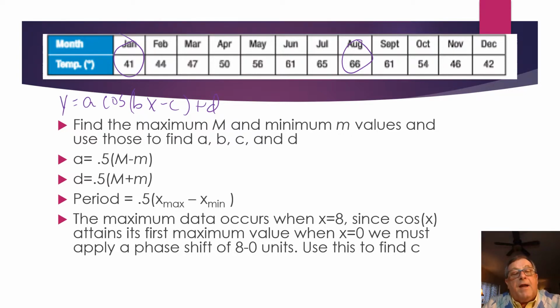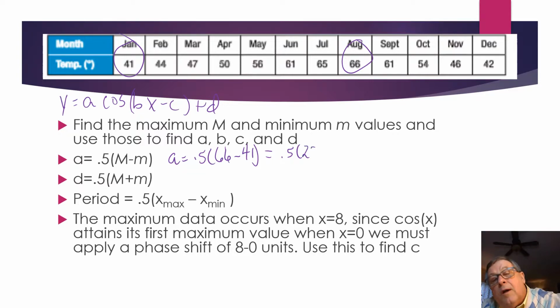Okay, now we can find a by taking 1/2 of the maximum minus the minimum. So let's do that. We got a equals 0.5 times 66, our maximum, minus 41. 66 minus 41 is 25, and 1/2 of that is equal to 12.5.